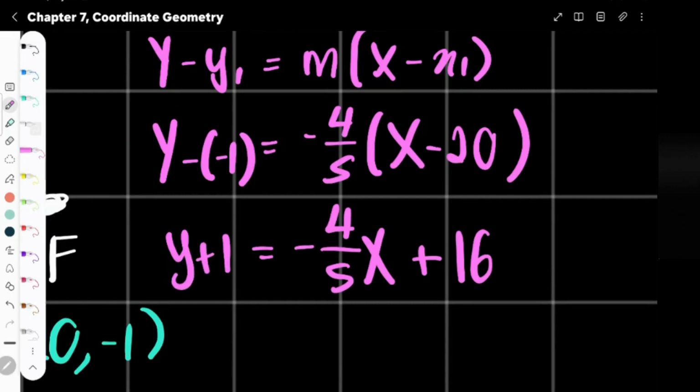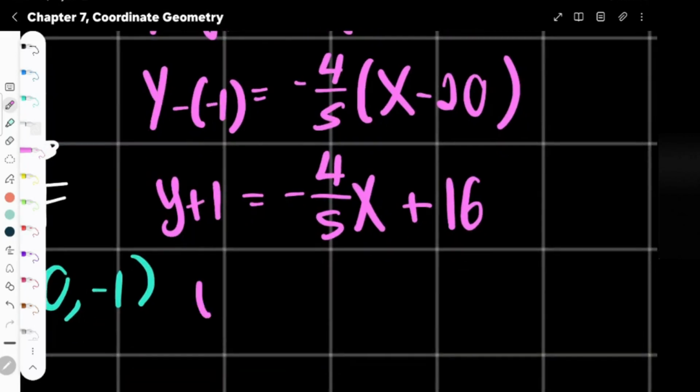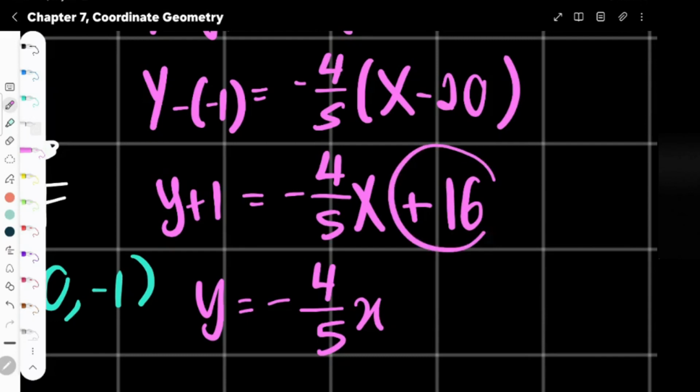Are we finished? No. Because why? We have to leave y alone. So let's leave y alone. So y equal to -4/5 x. I'm not going to write this big X, I'm just going to write the small x. Okay, 16 plus, right? Move to the other side, become minus. So 16 minus 1 become plus 15. Ta-da! So that is the equation.